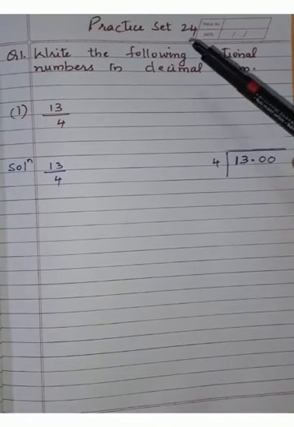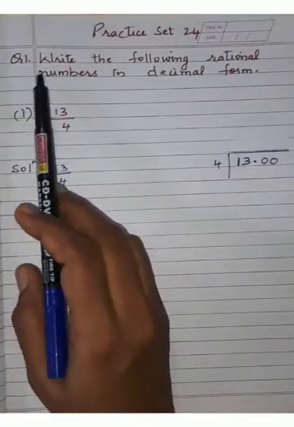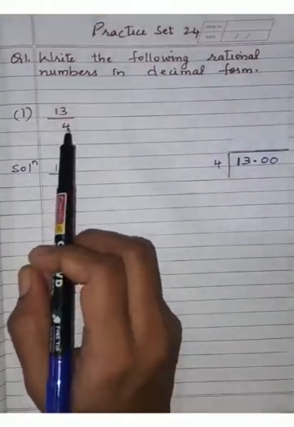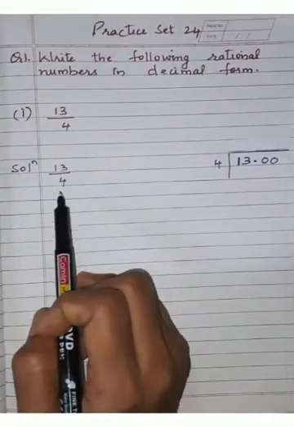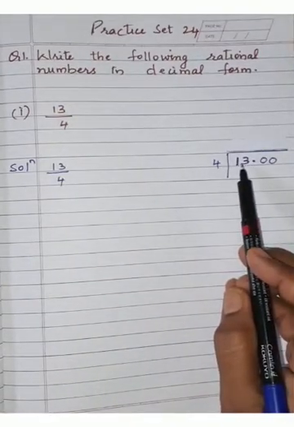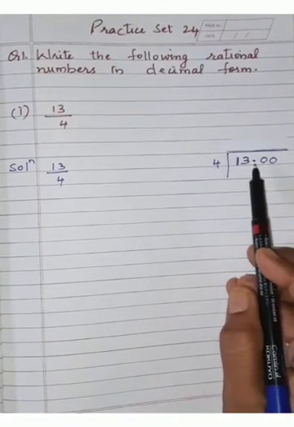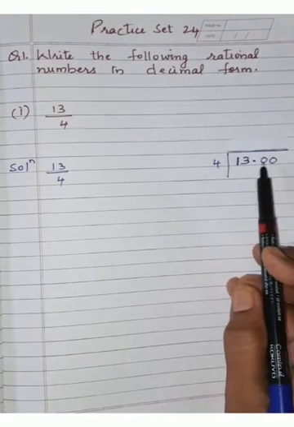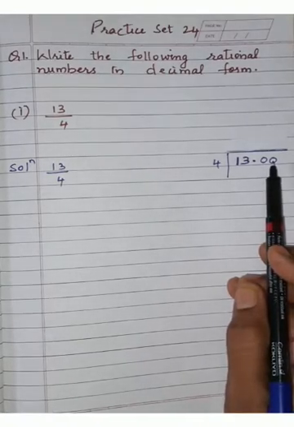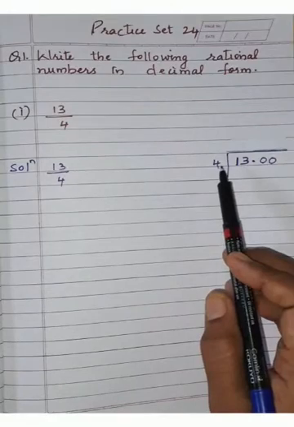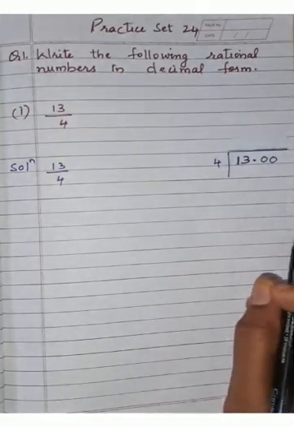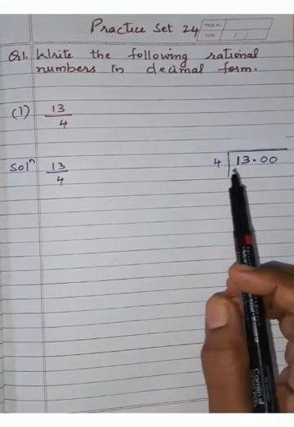Students, let us start with our practice set 24. Our first question is: write the following rational numbers in decimal form. Our first sub-question is 13 upon 4. You can see we start the solution with 13 upon 4, and here I have written 13.00. That means to the right of the decimal point we can add any number of zeros. The value will not change, it will remain as it is. Here 4 is our divisor. Now we just have to do the division, the same way as normal division.